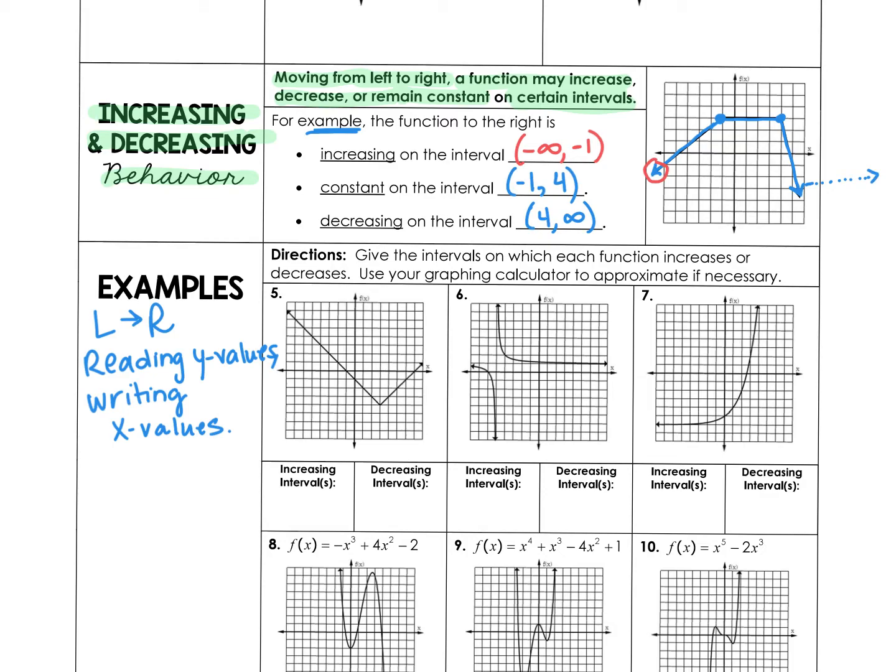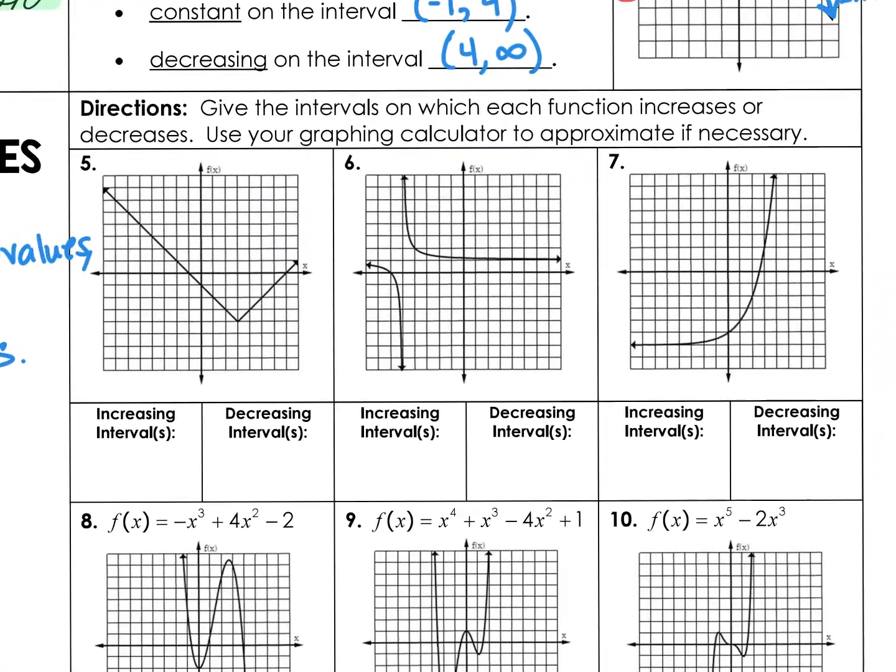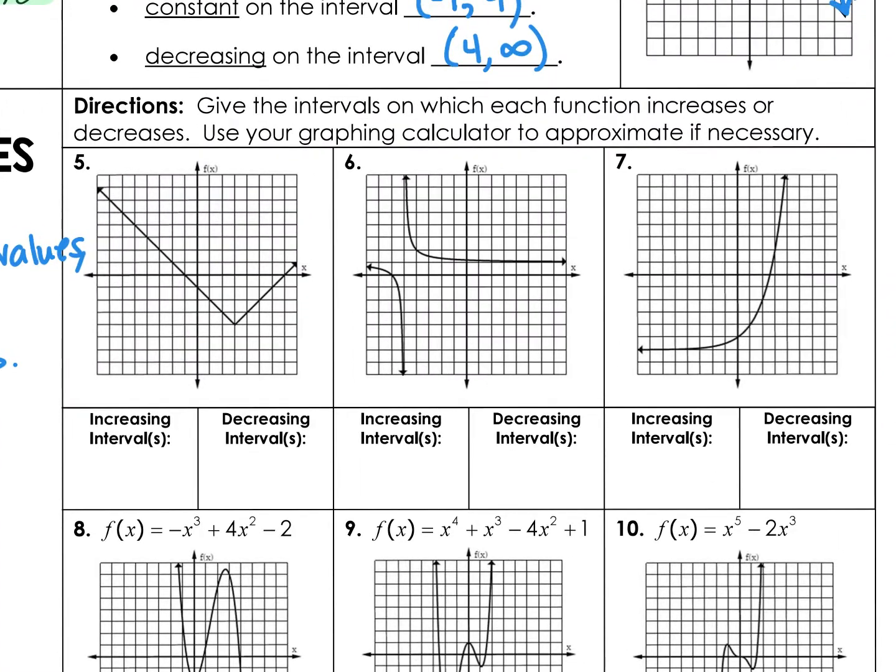All right, let's do some more examples of this. Hopefully you're recalling this from what we did a lot last year. So let's look at our instructions here. We're going to give the intervals on which each function increases or decreases. All right, so let's look at number 5. Number 5, remember we start from left to right, reading the graph. I'm going down, down, down, so I am decreasing.